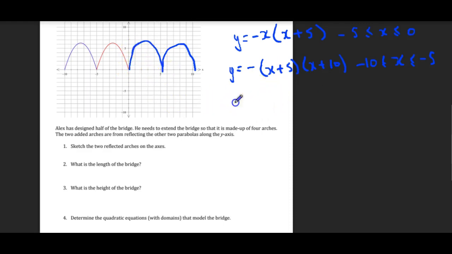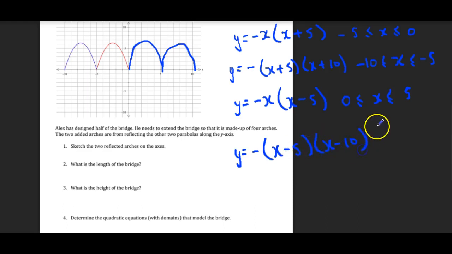This one here, okay, is basically the same as this, but we've got x minus 5, and that is between 0 and 5. And then this last one, similar to this second one here, we just have x minus 5 and x minus 10, and that's between 5 and 10. Okay, so there's our 4 equations.